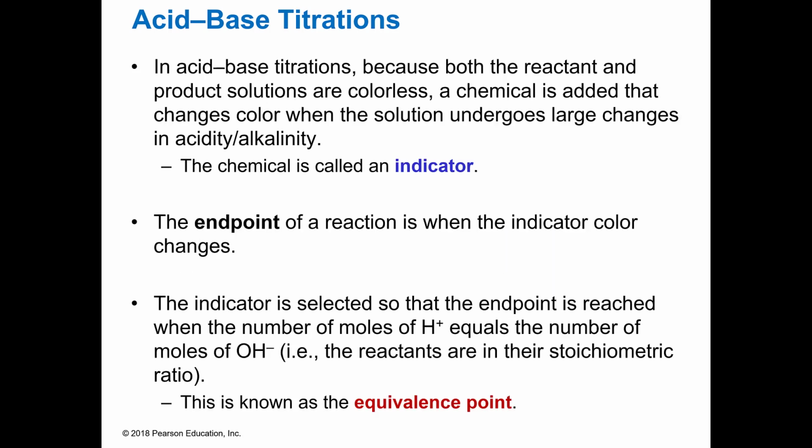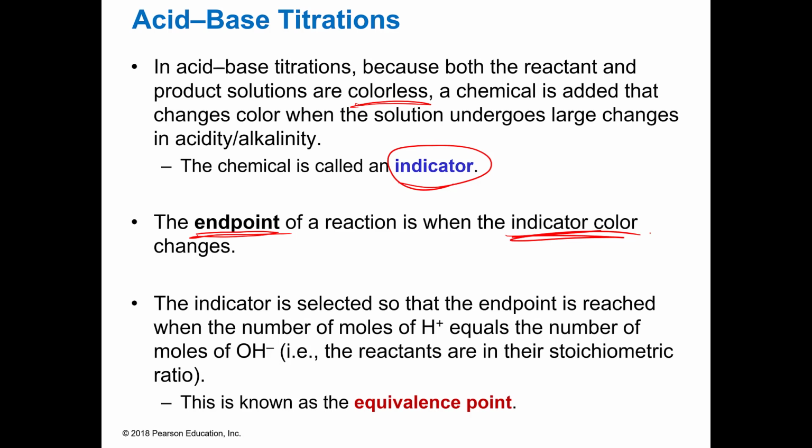So in an acid-base titration, both the reactant and the product usually are colorless. So what we do is we add something that will change color if the solution changes pH. Those are called indicator solutions. They're usually an organic molecule that we put in there that has a dye molecule attached to it, and it will immediately change color when you hit a certain pH. The end point of the reaction is where the indicator changes color. That's where we see with our eyes that the end point has been reached.